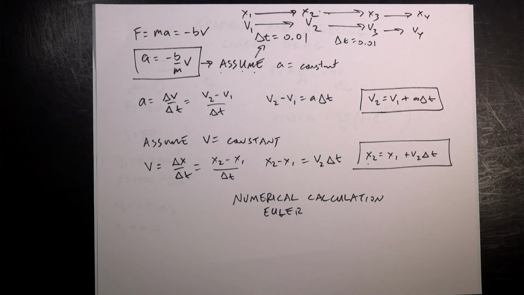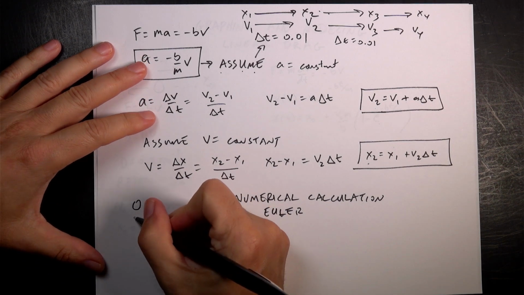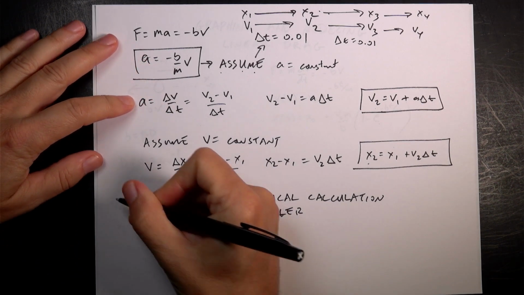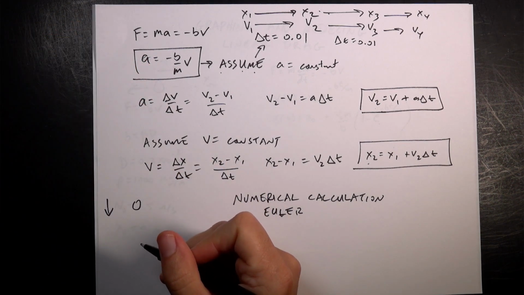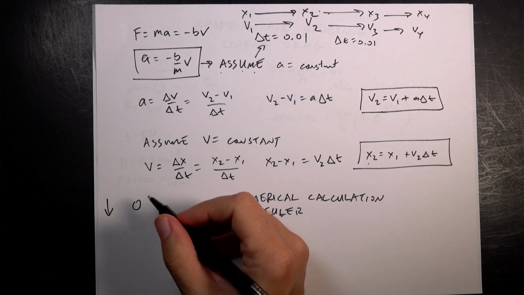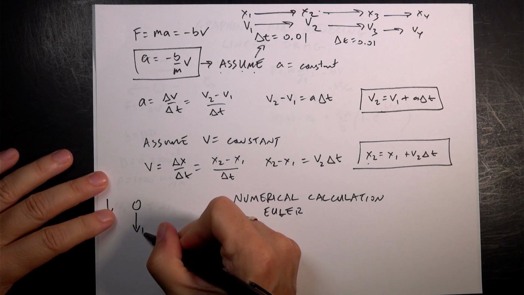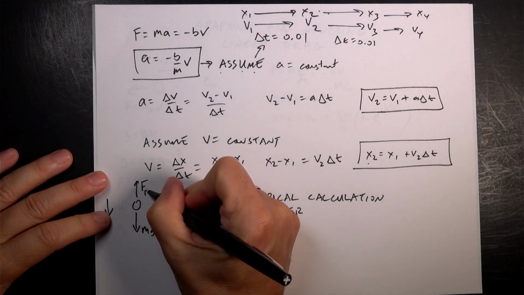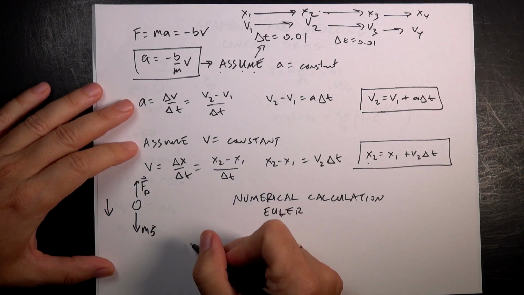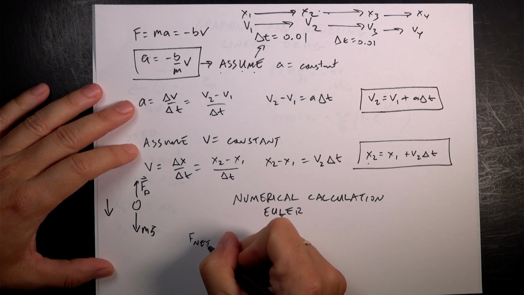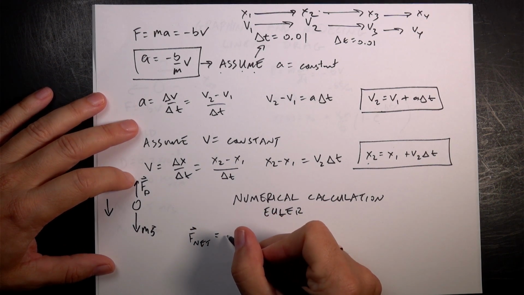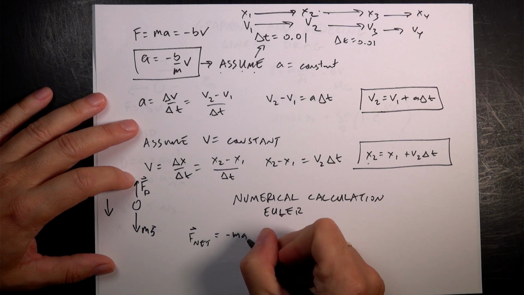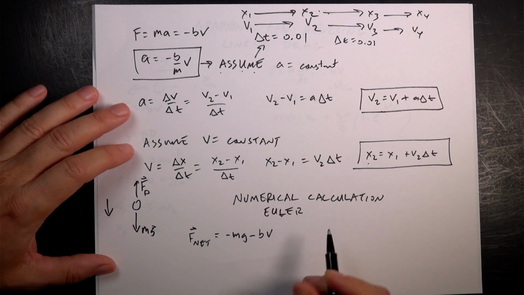So suppose that I have my object falling down like this. In this case, it's moving this way. That's v, which could be negative. So then I have a downward gravitational force, mg, and this F drag up, pushing up. So if I write F net, it would be equal to negative mg minus bv.